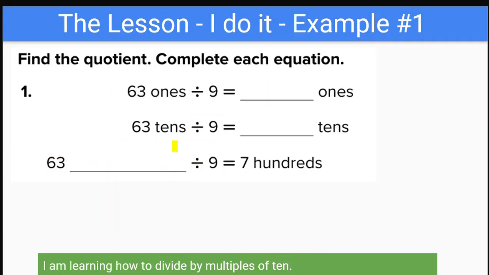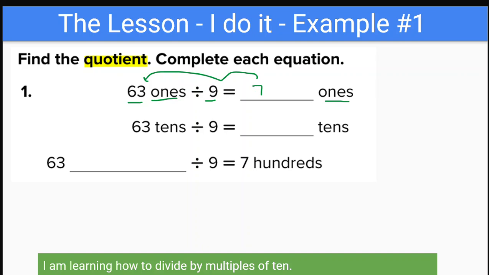Let's keep looking. It says this, find the quotient, and we know that the quotient is the answer to a division problem, right? Okay, well, it says this, 63 ones divided by 9 equals how many ones? Well, we know that something times 9 equals 63, okay? So 63 divided by 9 must equal this. What times 9 equals 63? It's a basic math fact, right? 7, okay? 7 times 9 is 63, so 63 divided by 9 equals 7.